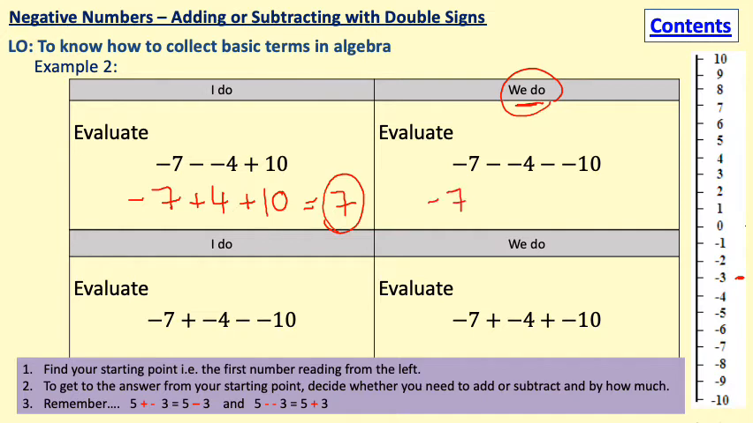Okay, so we have a starting point at -7. We are subtracting -4, so that's going to become an addition. We're then also subtracting -10, so that will become an addition.